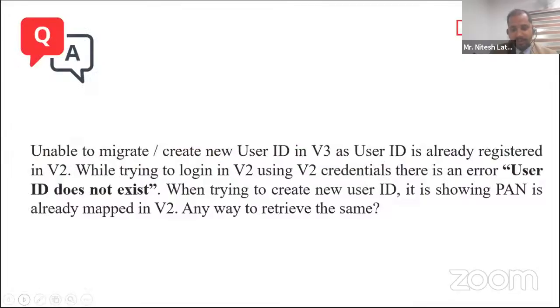So the queries related to login ID, just to brief it out: there is a migration problem from V2 to V3. Once this migration happens, when they log in, it says that the PAN is already there, that the user ID is already created. Whoever is migrated to the V3 portal is not able to create a login again, and is not able to log in again, with an error showing that the user ID does not exist or something like that.